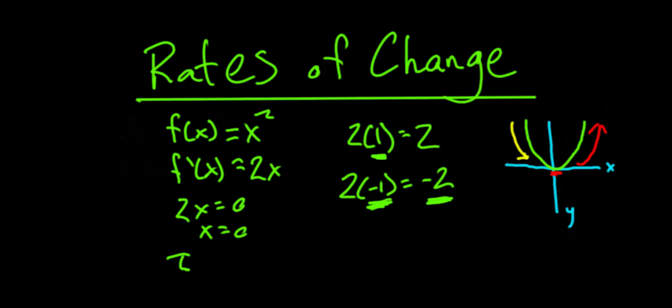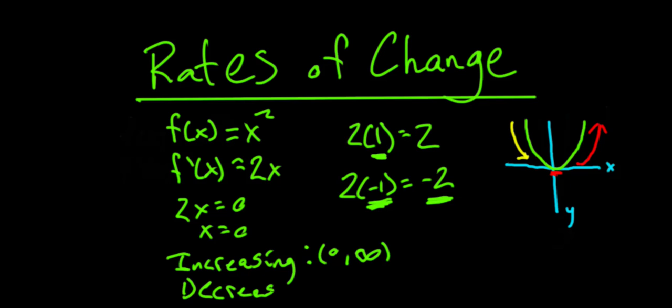I like to write, okay, increasing on the bounds. And when we're using infinity or negative infinity as a bound, we always use a parenthesis, right? So we have increasing from 0. Because 0 is not included, we're using a parenthesis. If it were included, we would use a bracket. So it's increasing from 0 to infinity. And then decreasing from negative infinity to 0.